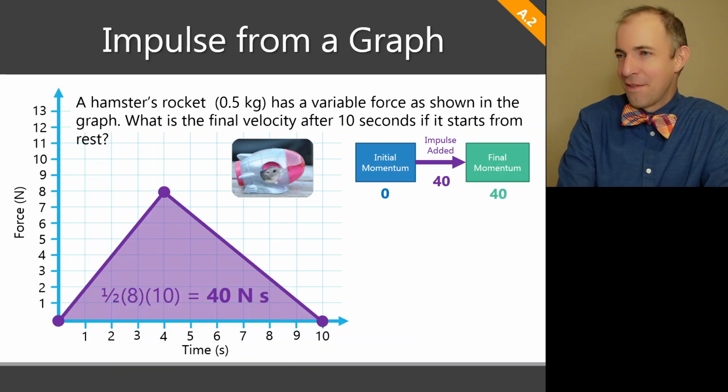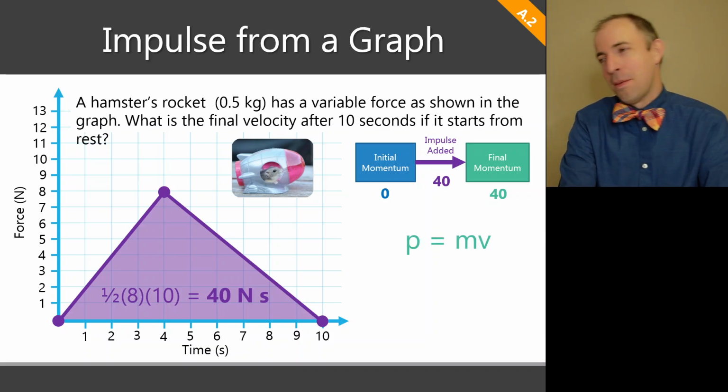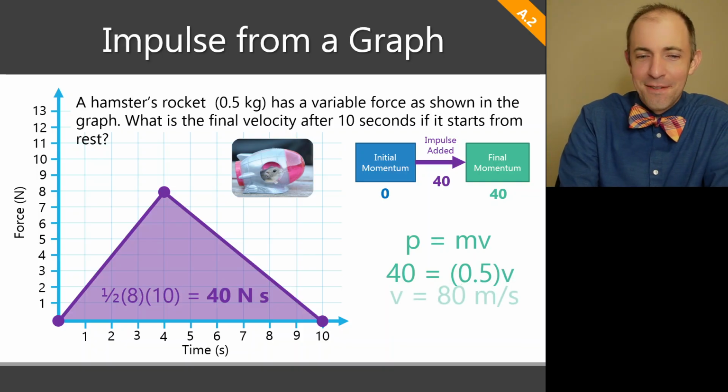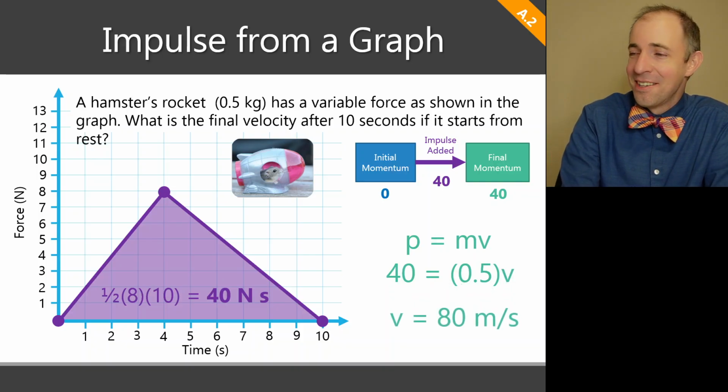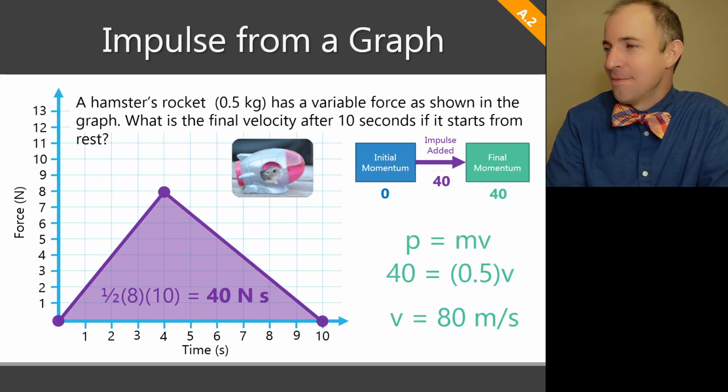So now what am I trying to find? The final velocity after 10 seconds? Well, my final momentum is going to give us a final velocity because momentum is mass times velocity. So 40 is equal to 0.5 times v. V must be 80. That hamster is going for the time of his life, zooming at 80 meters per second.